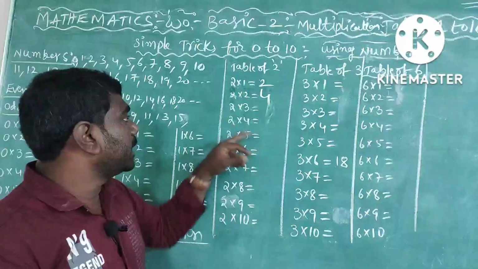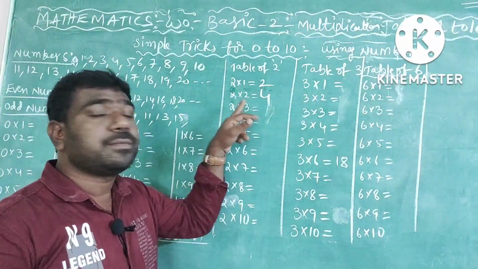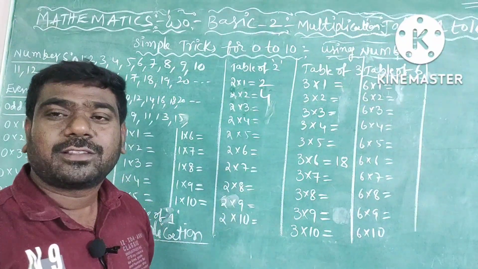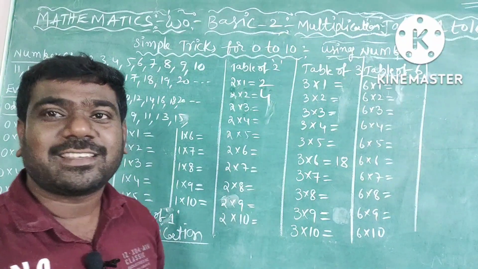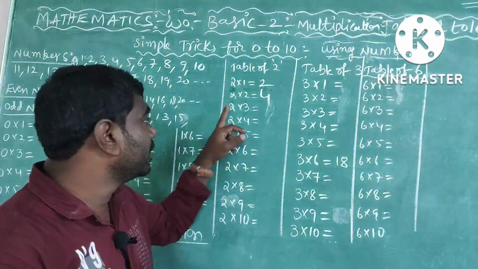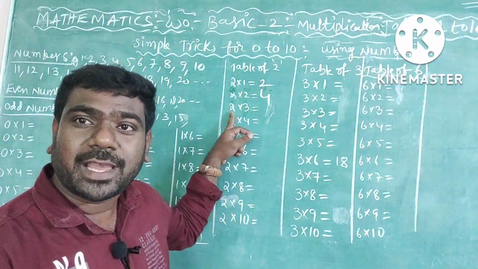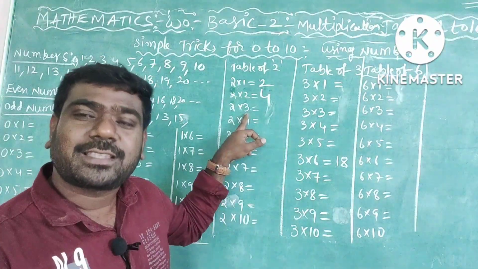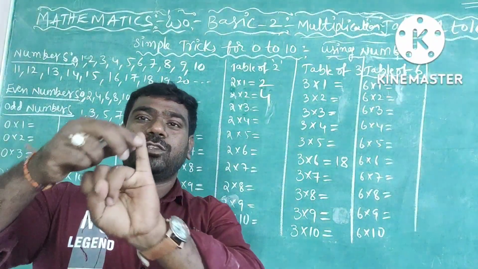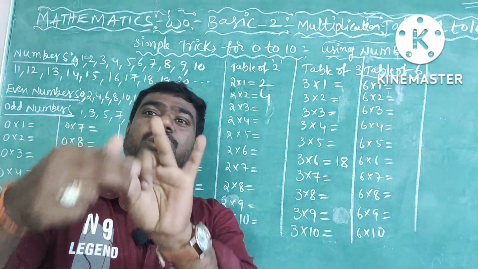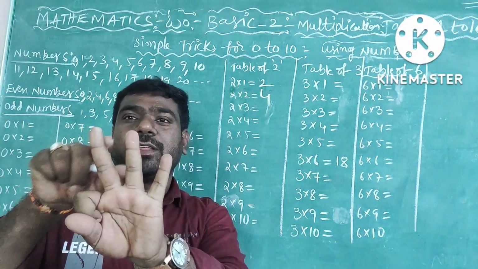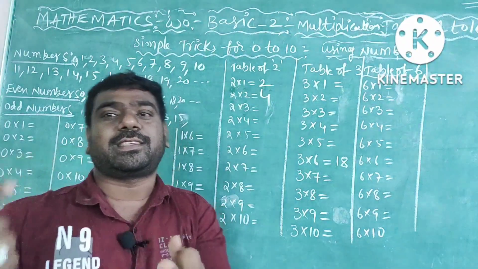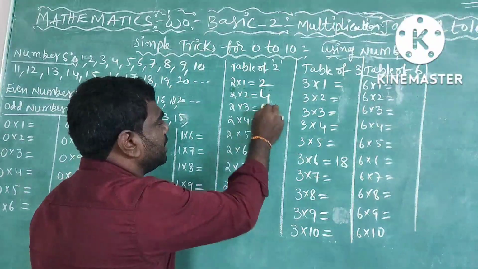Okay. Next, 2 times 3 is how much? You can say the answer very easily. What is the meaning of that here? 2, how many times adding? 3 times. How much will you get? 6 is the answer. How? 2, another 2, another 2. Each finger represents 2. 2 plus 2 is 4. 4 plus 2 is 6. Yes or no? So 2 threes are 6.